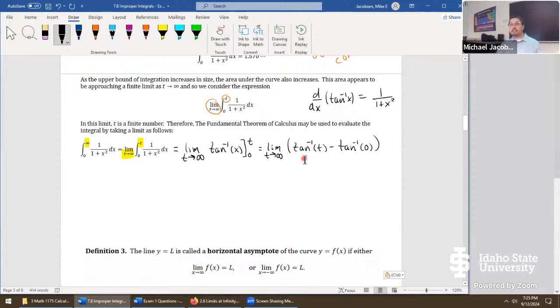We need to know what the horizontal asymptotes for tangent inverse are. Now this is digging deep in trigonometry. Tangent inverse plots this way. One horizontal asymptote is at negative pi over 2. Another one is at positive pi over 2. And tangent inverse does this.